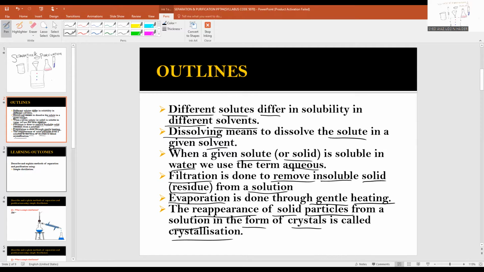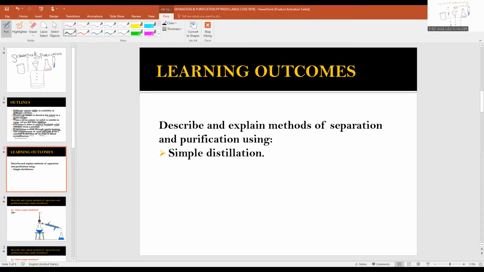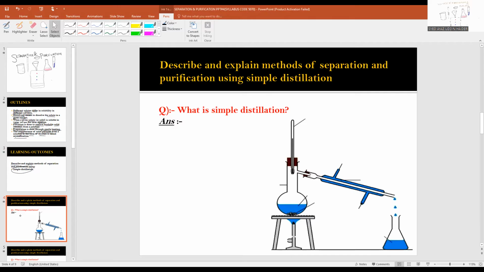And the learning outcomes for this lesson would be: describe and explain methods of separation and purification using simple distillation. First of all, we'll talk about simple distillation. What is simple distillation? The theory of simple distillation is to separate a pure liquid from a solution.